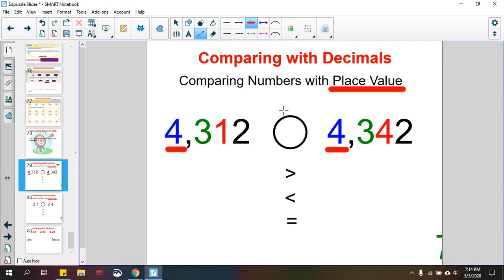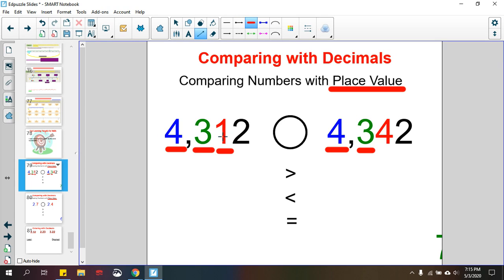However, since both of these have a 4, that means both of these 4s stand for 4,000, that's not going to help me figure out which one of these is bigger or less than or equal to. I have to go to the next place. So now I'm going to go to the hundreds place. I see a 3 in this hundreds place, but I also see a 3 in this hundreds place. So just like I did with the thousands, I've got to go to the next place over to help me figure this out. And that's where I find something that's finally different.